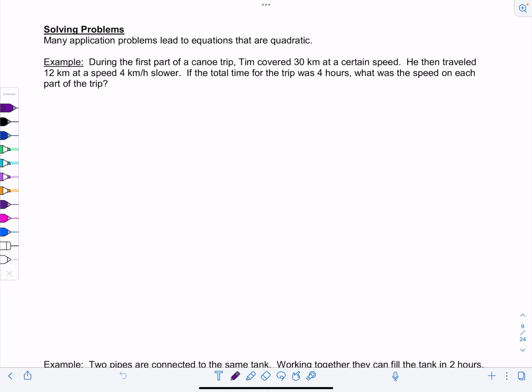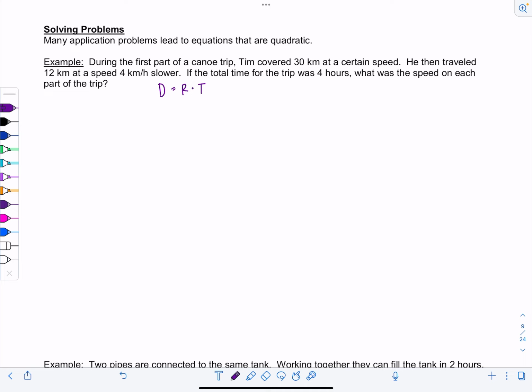So anytime you have these motion problems, I like to call them, whether it's little Timmy canoeing or someone flying an airplane or rowing in a river, you're going to use distance equals rate times time. And then let's set up a table. I think that's the best way to do it, to summarize all the information that we're given. And then after you set up the table, we can see how can I write an equation using all of this that I'm going to solve and answer the question with?